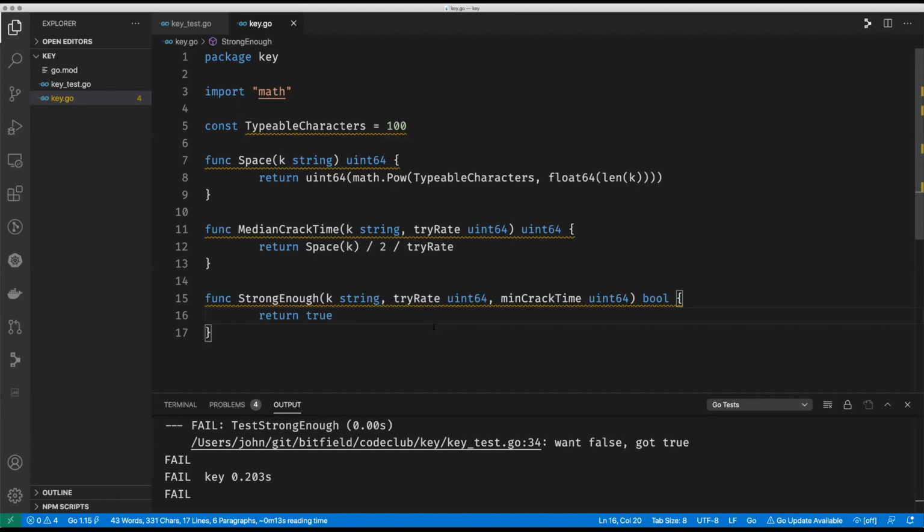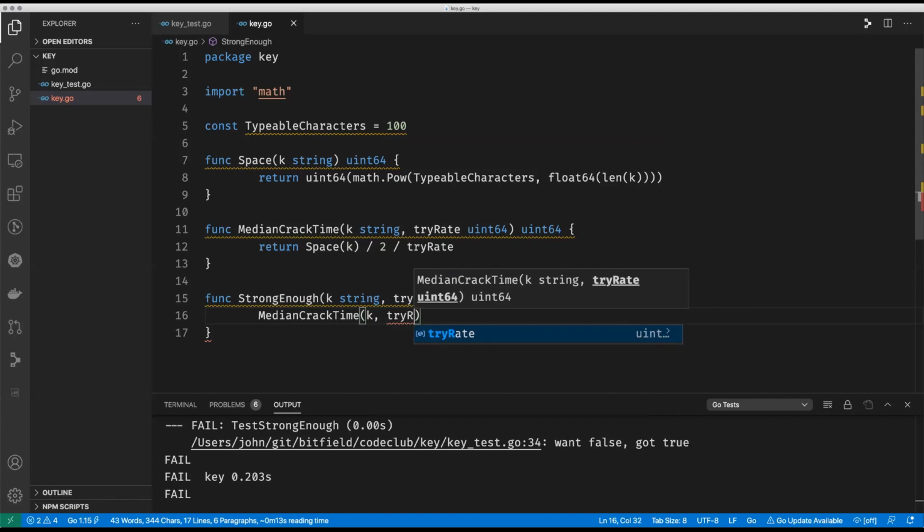Let's think it through, shall we? So we said the definition of strong enough for our purposes is that the median crack time is greater than some value. 100 years in our case. So we have a function to give us median crack time. Let's call that. What do we need to give it? We need to give it the key and the try rate, which we have. This is looking quite easy, isn't it?